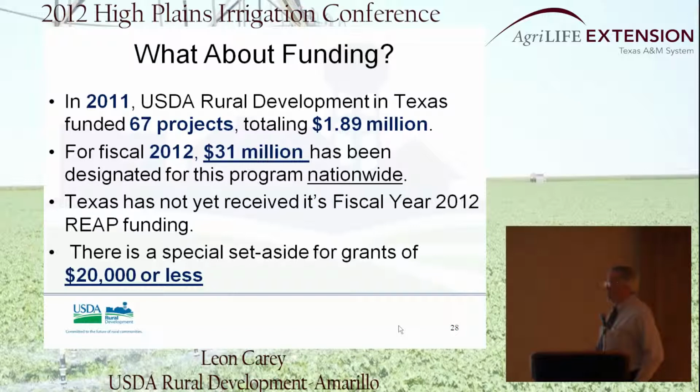So what about funding? Well, in 2011, rural development in Texas funded 67 projects totaling $1.89 million. For fiscal year 2012, $31 million has been designated for this program nationwide. We have yet to receive our funding for 2012, so I can't tell you how much that will be. But I will stress, again, there is a special set aside for grants of $20,000 or less.